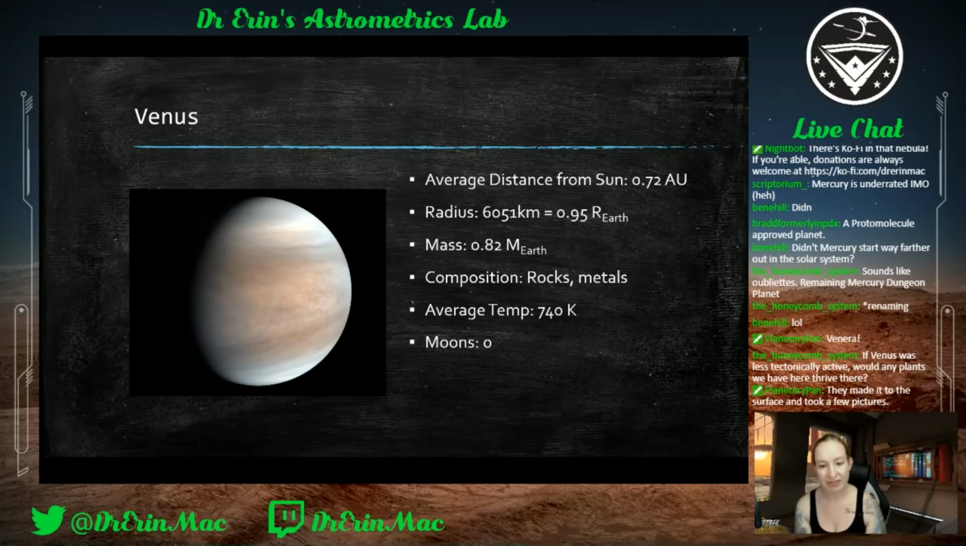Would any plants we have here thrive there? That's interesting. I mean, the atmospheric pressure and the temperature are both almost impossible. So you'd have to undo those. You'd have to undo the greenhouse effect.